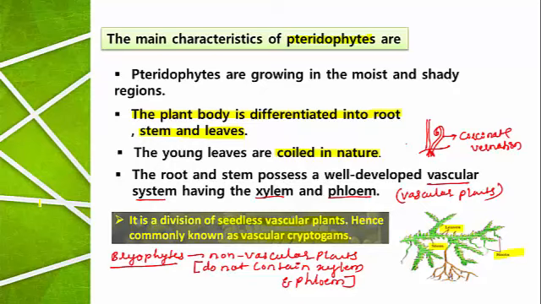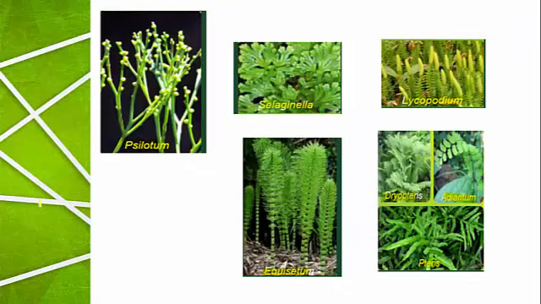The two important things you need to remember, especially for pteridophytes: the plant body is differentiated into root, stem and leaves, and the root and stem possess a well-developed vascular system having xylem and phloem. They are commonly known as vascular cryptogams. Azolla, along with the cyanobacteria in symbiotic association, is able to fix atmospheric nitrogen. And these are the different members of pteridophytes.